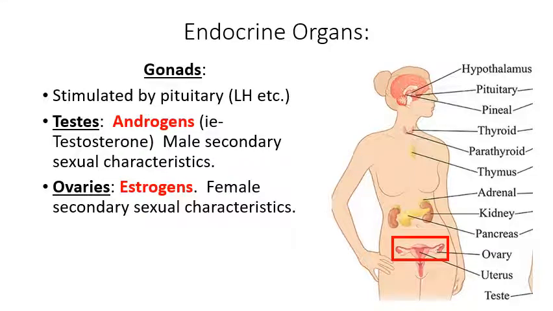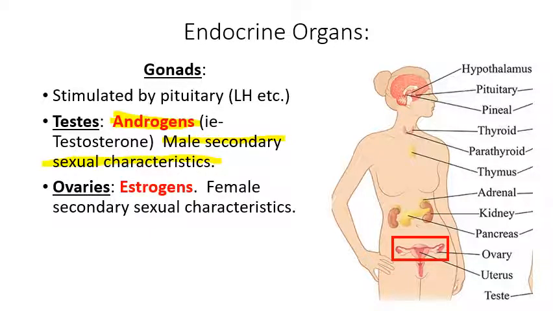All right, let's move on from that and talk about the gonads and the hormones that are produced by the gonads. These hormones are usually released in response to luteinizing hormone from the pituitary gland. The testes in males, starting with adolescence, release a group of hormones referred to as the androgens. And the androgens produce male secondary sexual characteristics.